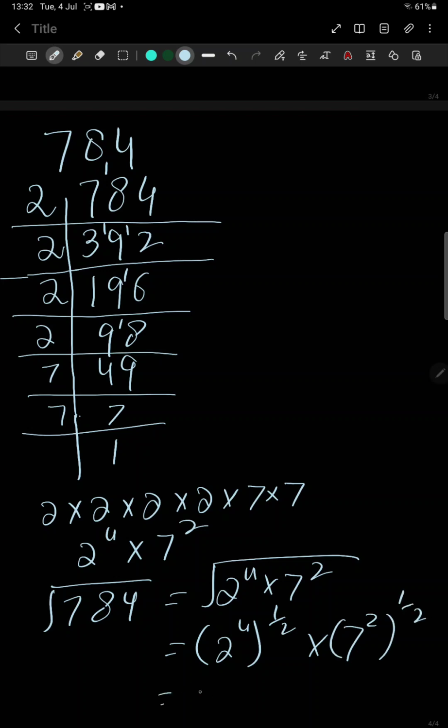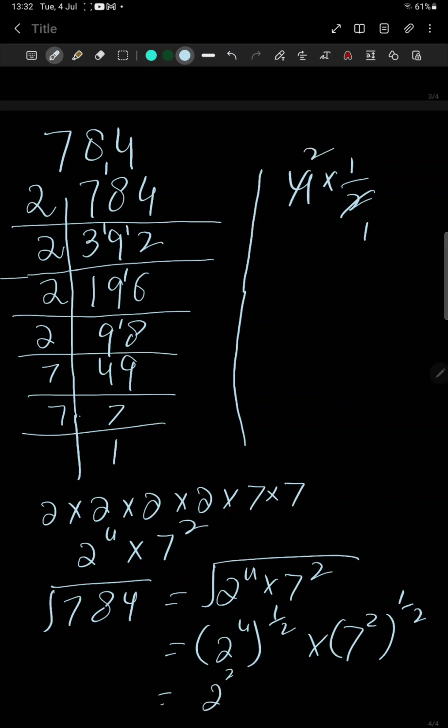Now we will cancel out the powers. This is 4 into 1 by 2. So we will do 4 into 1 by 2. 2 1s are 2, 2 2s are 4. So finally it is 2 raised to power 2. Similarly 2 into 1 by 2. So we will do 2 1s are 2. So finally it is 7 raised to power 1 because 1 1s are 1.